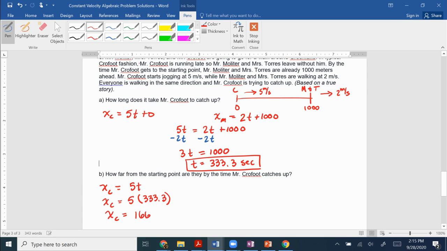And we are 1,666 meters from the start line. So a mile, basically. Okay, cool.